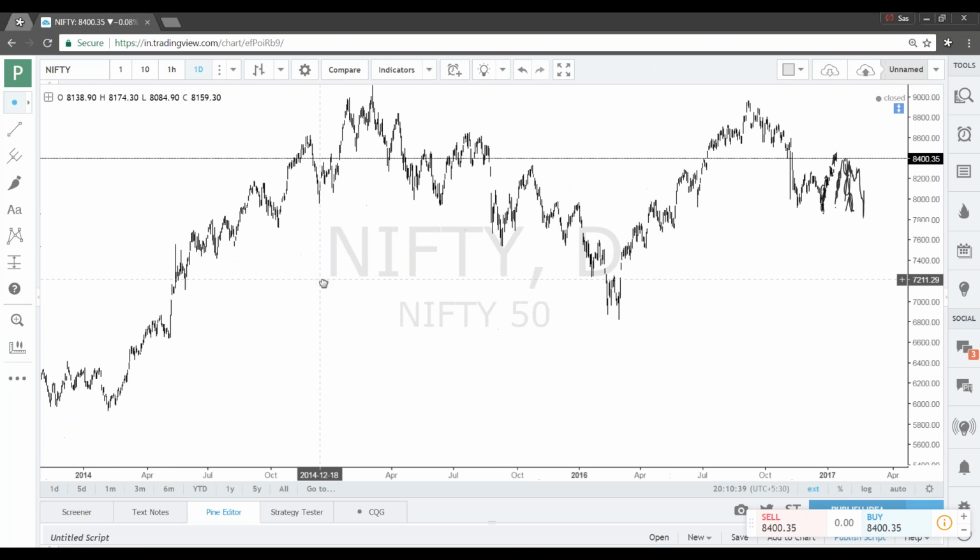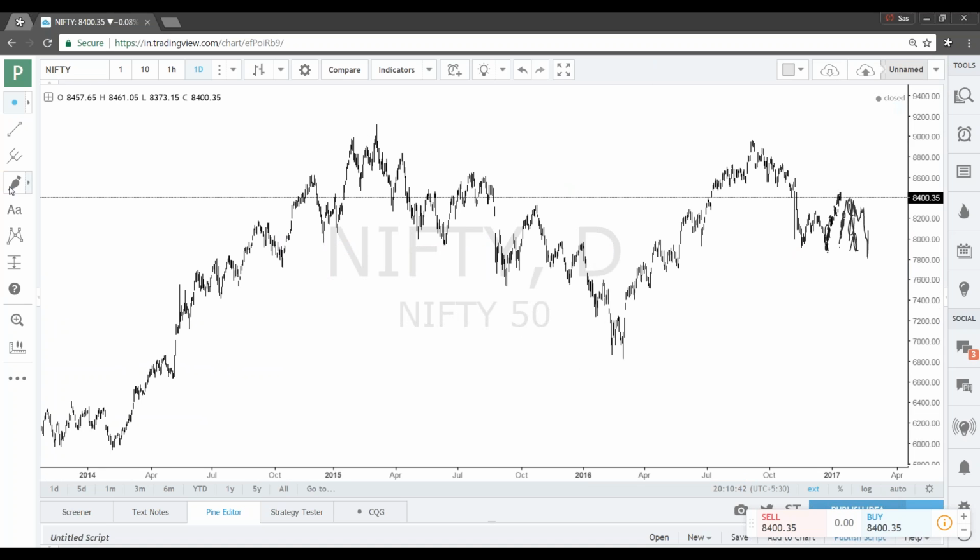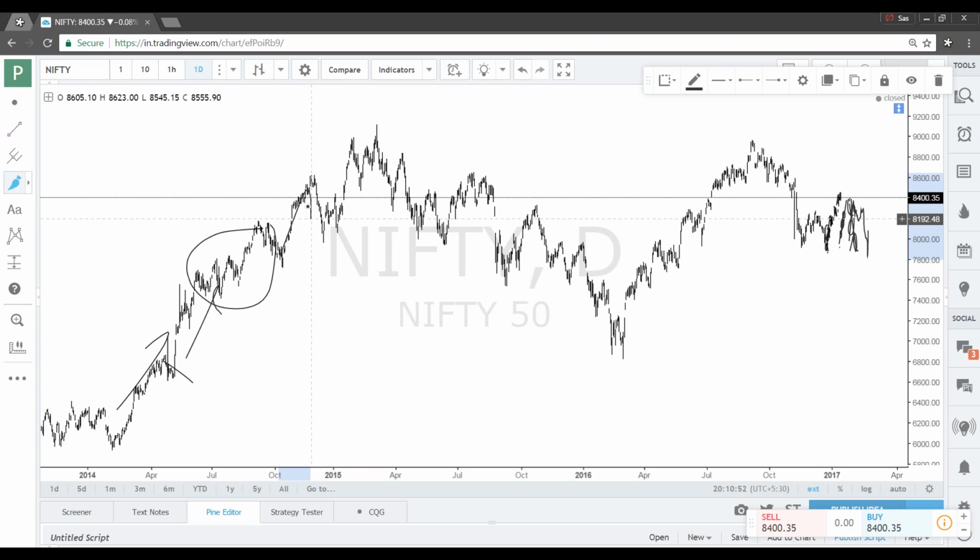Correction happened because prices were moving sharp. Here impulse, correction, small correction, again an impulse. Okay, this you can say is a corrective zone. And then again an impulse, clear moves. This is again a correction. This is again an impulse.